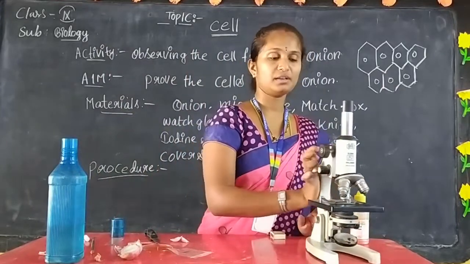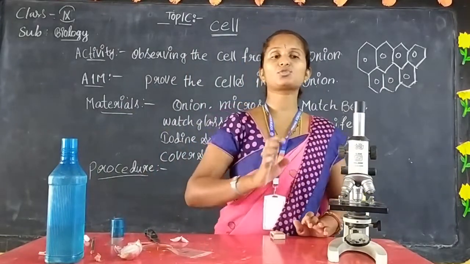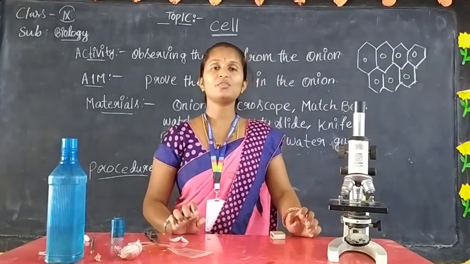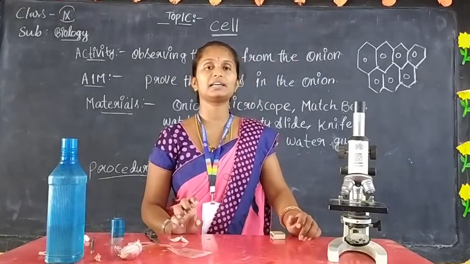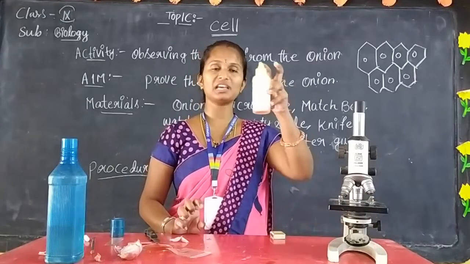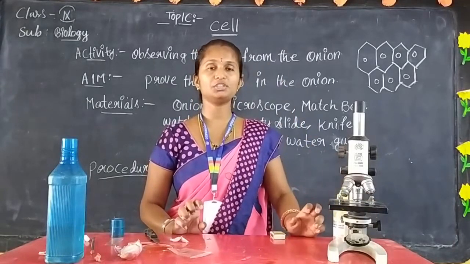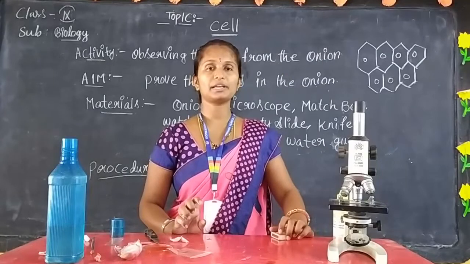And you would not see the cells under the microscope with the help of glue only. Why? Because the cells are very transparent and they do not show any color. That's why we add methylene blue or iodine solution to observe the cells under the microscope.